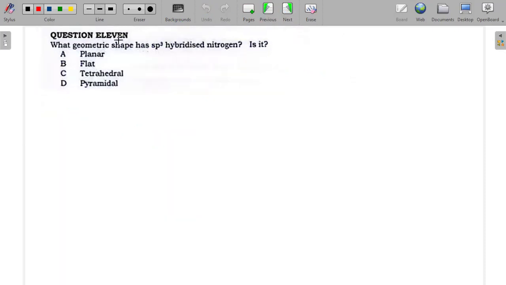Question number 11, they're saying, what geometric shape has sp3 hybridized nitrogen? Okay, so if nitrogen is sp3 hybridized, then it is connected to 4 items. These items can be bonds, or they can be lone pairs. So if this is my nitrogen here, they're saying it's sp3 hybridized.